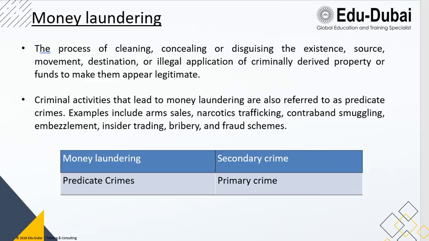So the definition is that we will see more examples and make a clear idea about the same. The second point is that criminal activities that lead to money laundering are also referred to as predicate crimes. Predicate crimes are the primary crimes which force us to do the money laundering. Examples of predicate crimes include arms sales, narcotics trafficking, contraband smuggling, embezzlement, insider trading, bribery, and fraud schemes.